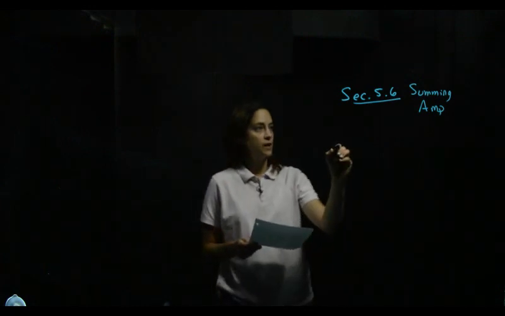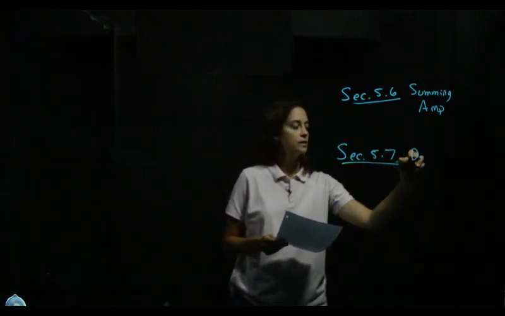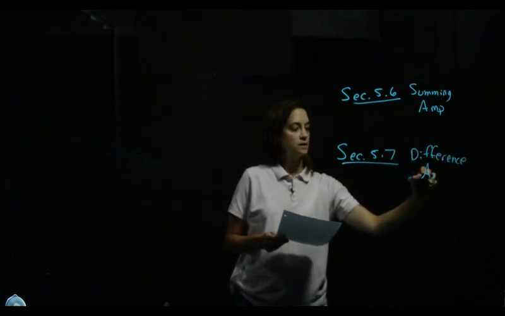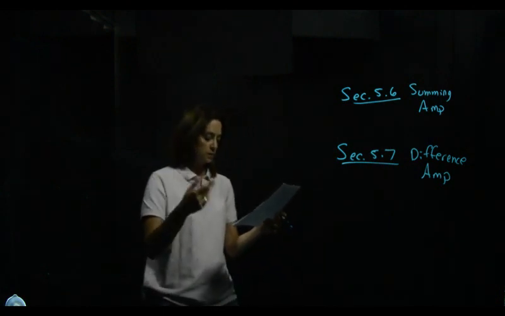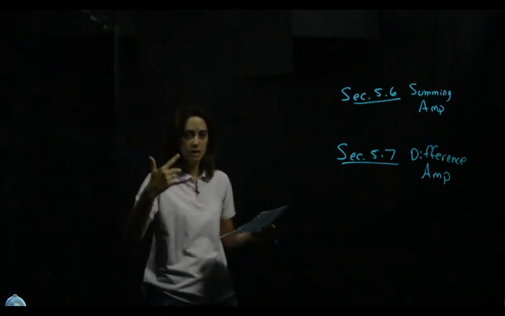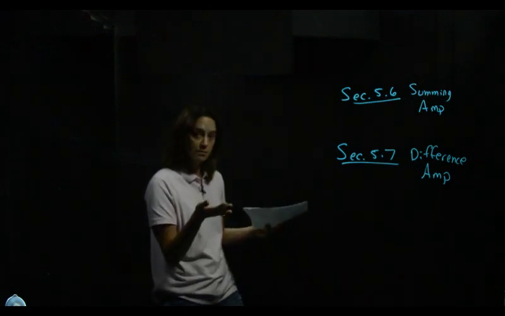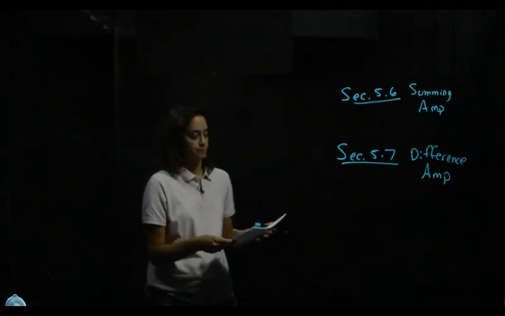And then section 5.7 is the difference amplifier. So just like it sounds, instead of the sum, it's the difference. So it's a way to subtract two inputs. Basically, if you have a VA and a VB, at the output you get a VB minus VA, but it's still amplified by RF over R1. So again, I'll let you take a look at that.